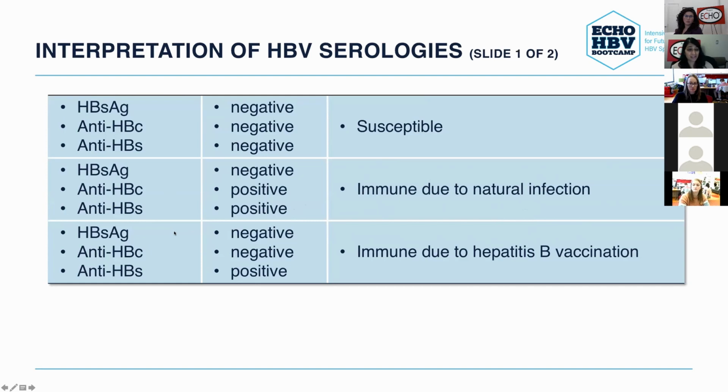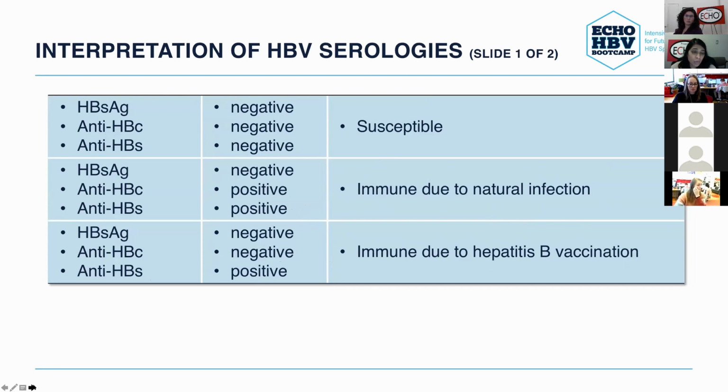So that brings us to the third scenario here, where again, somebody is surface antigen negative, so they don't have active infection. Their surface antibody is positive, but their core antibody here is negative. So you see how these two are different. Again, the surface antibody being positive denotes immunity, and now knowing the core antibody status, you know that this is due to prior Hep B vaccination.